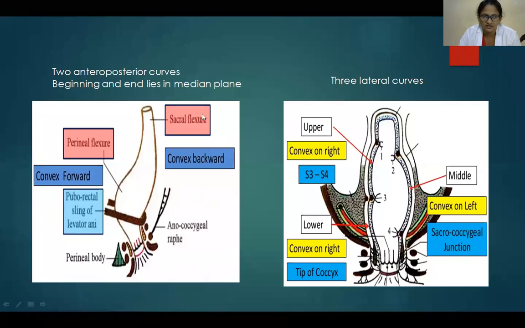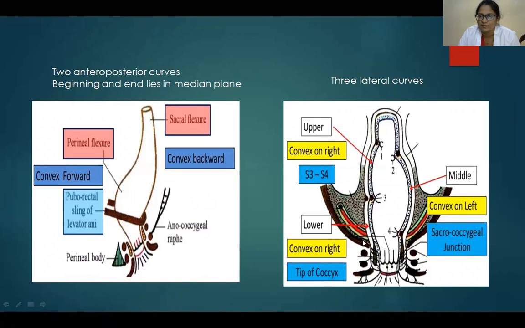These are the anterior curvatures in the anteroposterior view, whereas these are the three lateral curvatures. This is the median plane. The upper and lower parts have their convexity towards the right side, whereas the middle part has its convexity towards the left side.